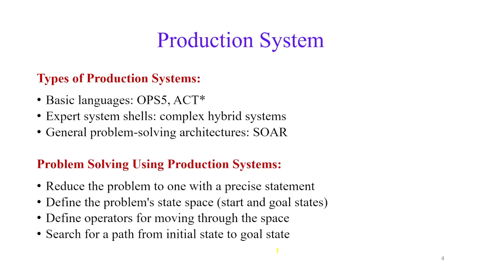The most famous examples are OPS5 and ACT. OPS5 was widely used in early AI research and expert systems. ACT is a cognitive architecture developed by John Anderson that models human memory and problem solving. The second category is expert system shells. These are more sophisticated tools.